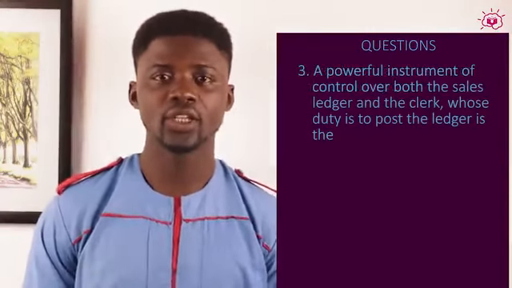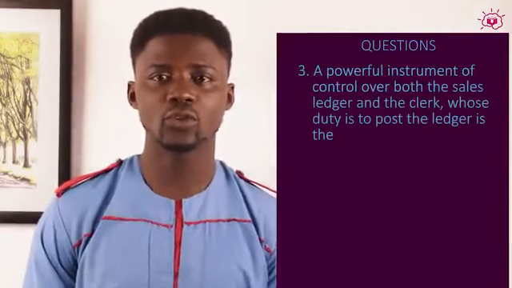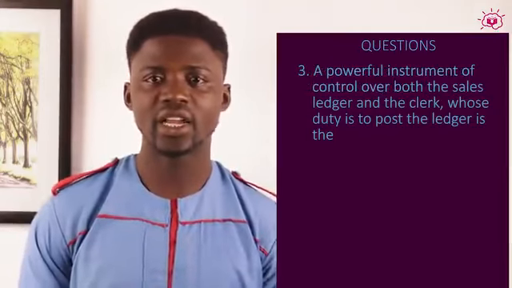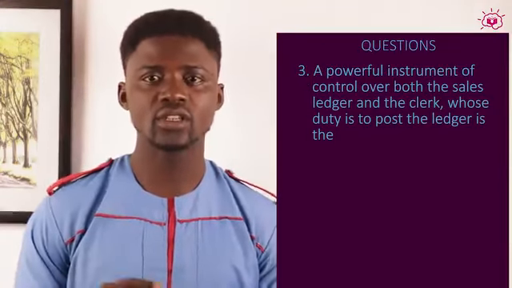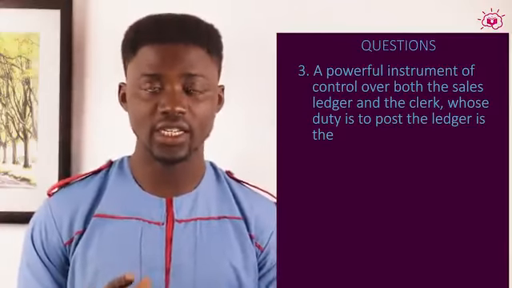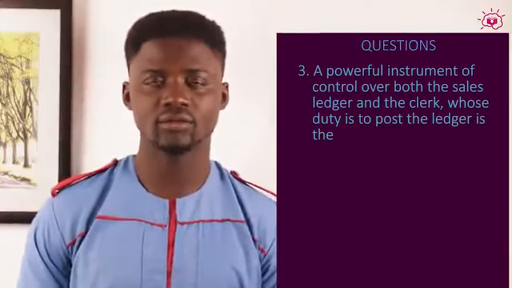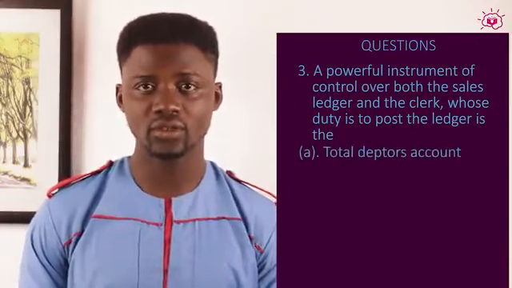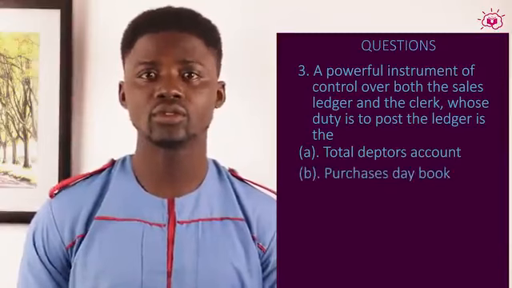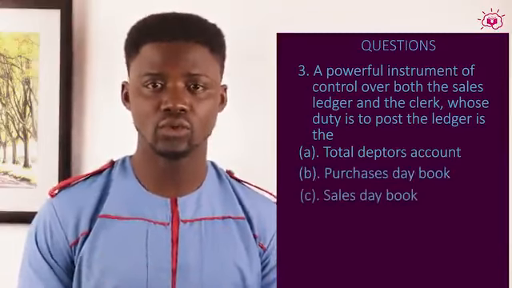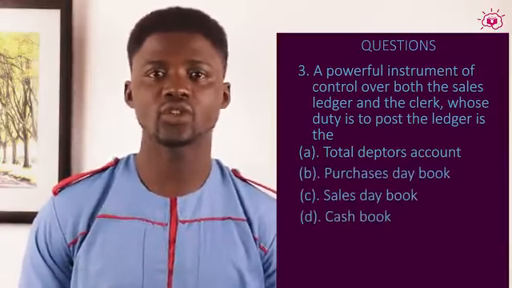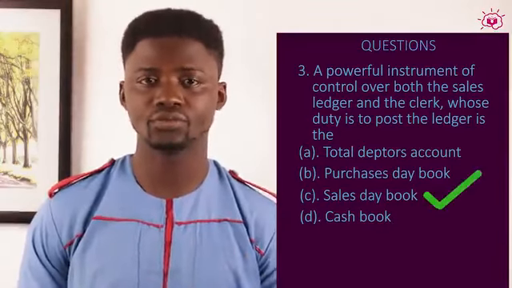Question 3. A powerful instrument of control over both the sales ledger and the clerk whose duty is to post the ledger is the: A. Total debtors account, B. Purchases day book, C. Sales day book, and D. Cash book. The correct answer is option C, which is sales day book.